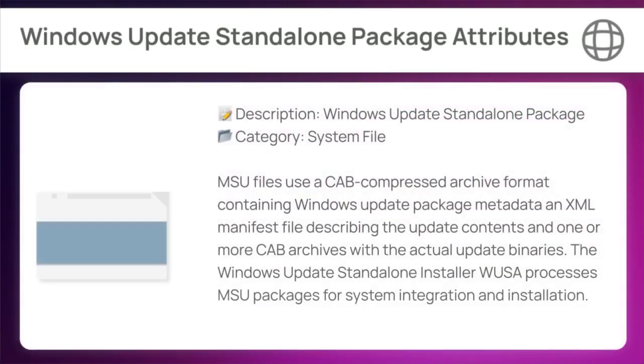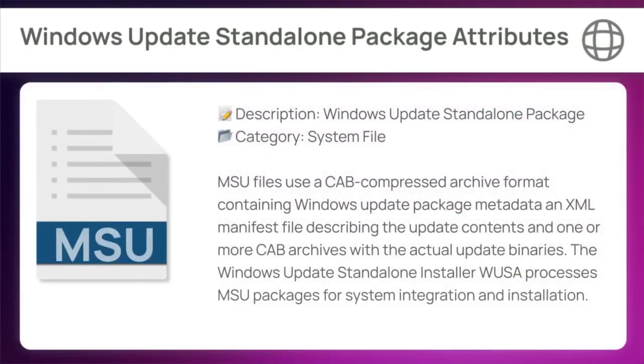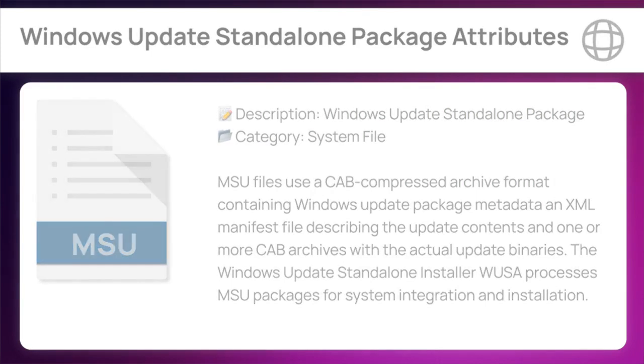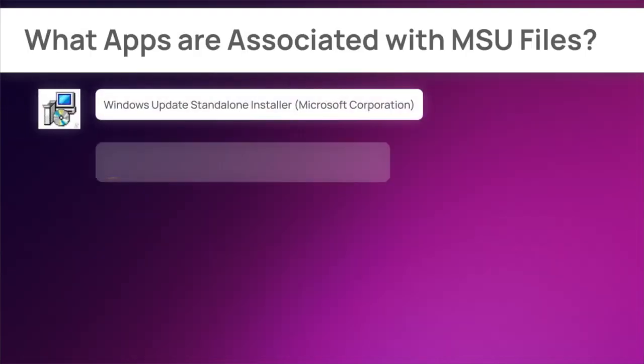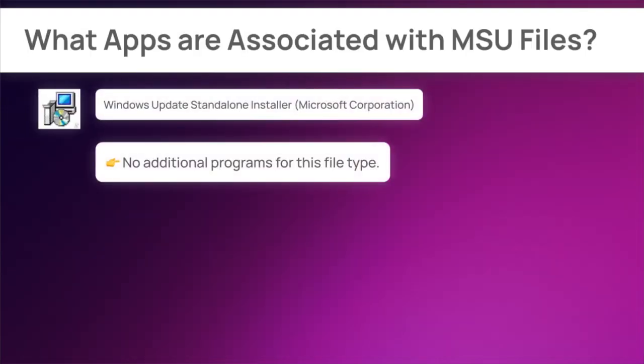MSU files use a CAB compressed archive format containing Windows Update package metadata, an XML manifest file describing the update contents, and one or more CAB archives with the actual update binaries. The Windows Update Standalone Installer, WUSA, processes MSU packages for system integration and installation. The MSU format was designed to be handled by the Windows Update Standalone Installer from Microsoft Corporation.